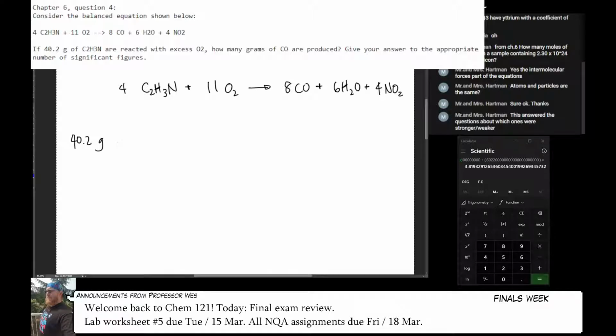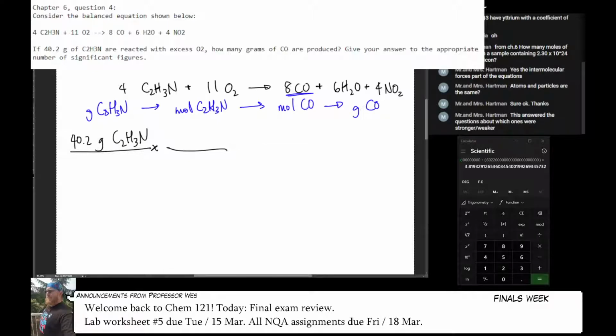And then I have 40.2 grams of C2H3N. So I want to get to grams of CO, according to this problem. So that means I've got to do grams of this, which I'm going to then turn into moles. When in doubt, turn into moles, right? And then my question is asking about CO, so I can turn moles of C2H3N into moles of whatever I want. Why not moles of CO, which you could turn into grams of CO?